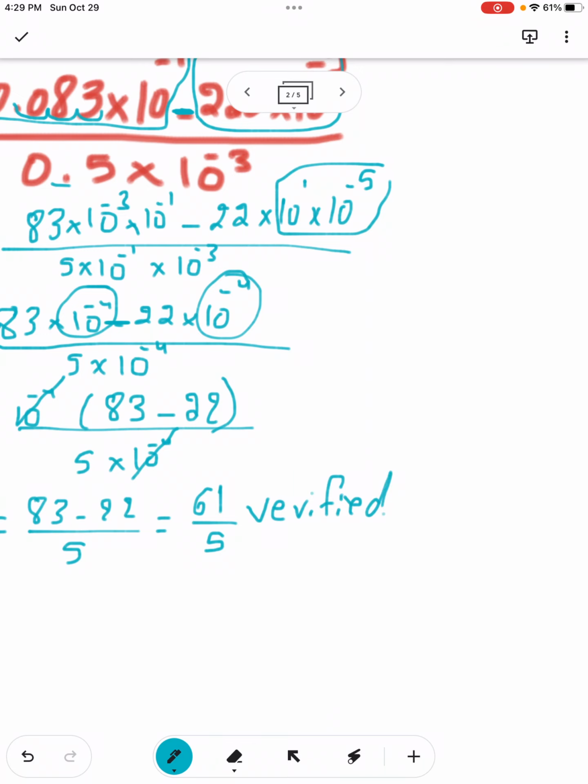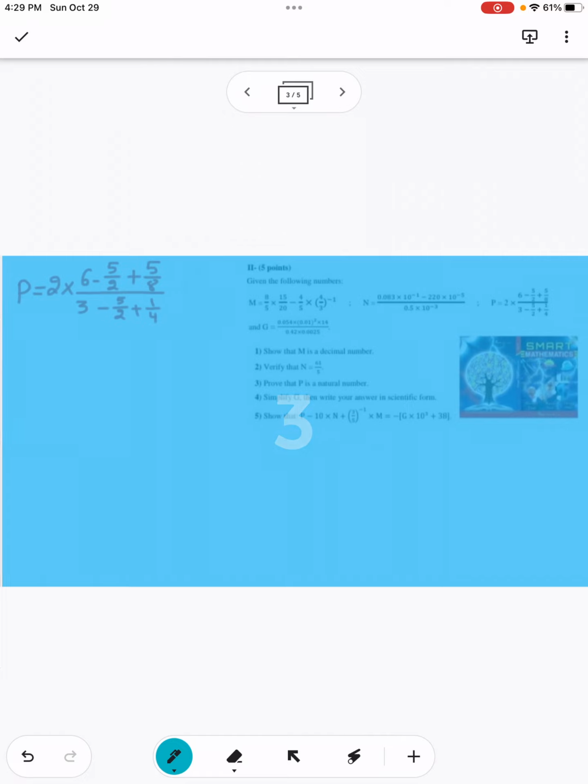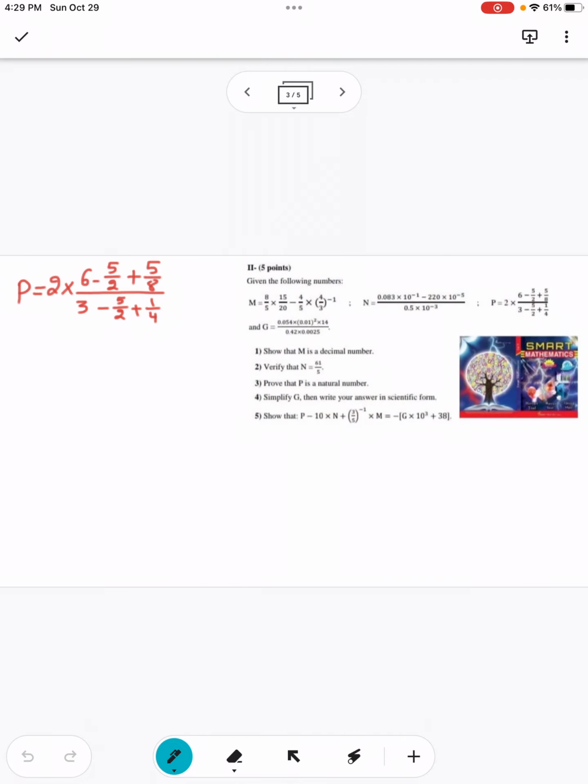Next one, P. Now prove that P is a natural number. A natural number means it could be 1, 2, 3, goes to infinity. It's not negative.